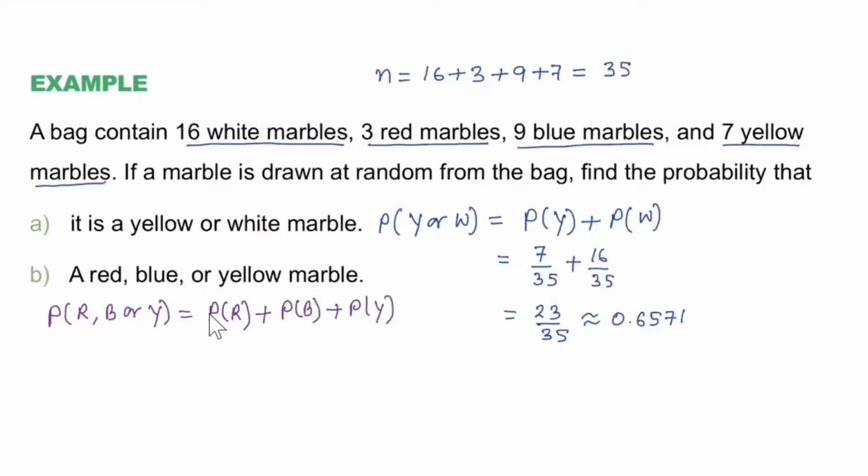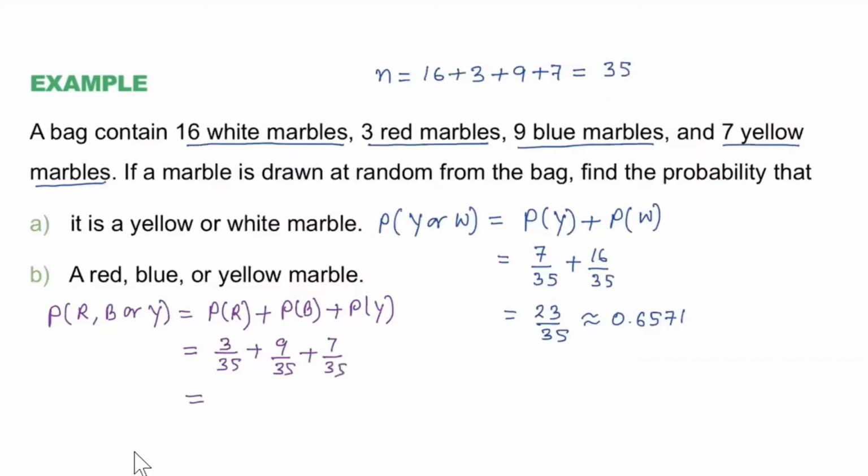Then we are going to find the individual probability. Probability of red, you can see you have three red marbles out of 35. So that will be 3 divided by 35, plus the probability of blue marbles. You have 9 blue marbles out of 35, so 9 divided by 35. Then plus yellow marble, you have 7 out of 35, so 7 divided by 35.